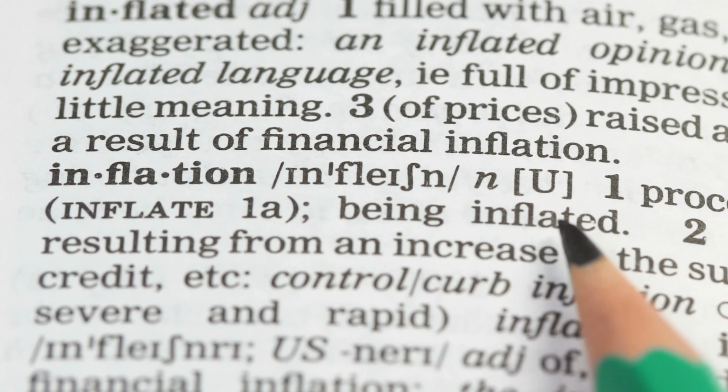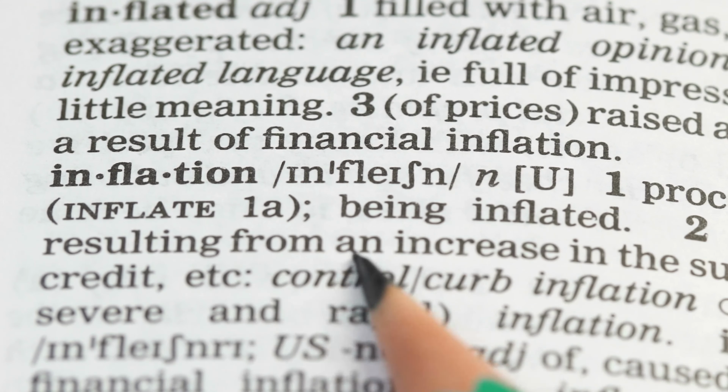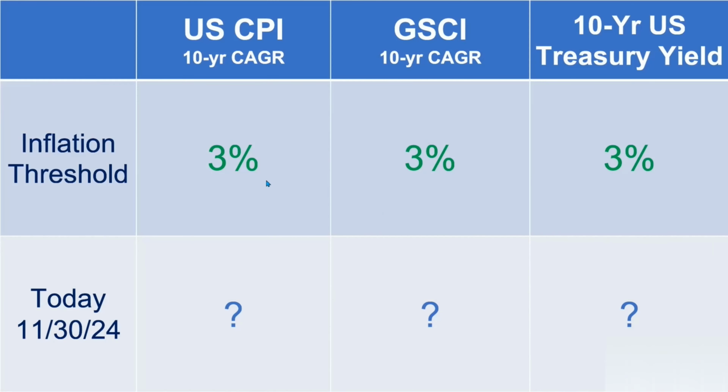Greetings, it is time for our monthly inflation update, and as always, we go to my free parameter matrix, which is the 10-year compound annual growth rate of the US CPI, the 10-year compound annual growth rate of the Goldman Sachs Commodity Index, and the 10-year US Treasury yield. And the reason that this has three different parameters is so as to create a diversified set of parameters by which to judge structural inflation.